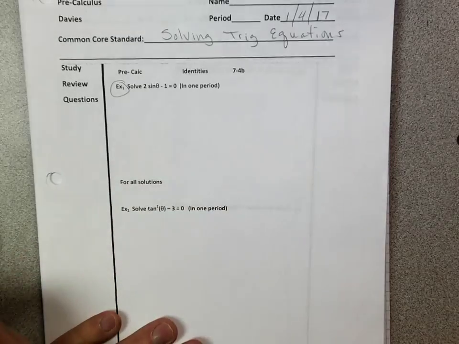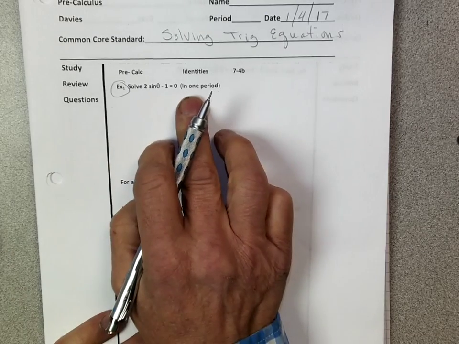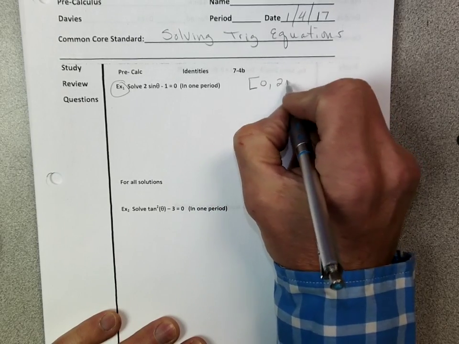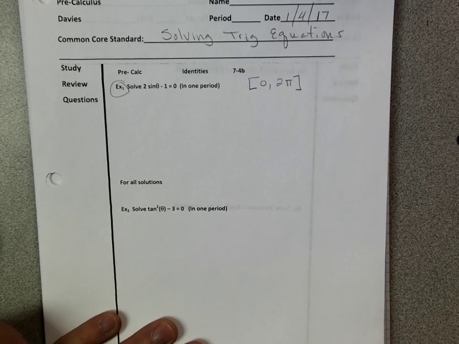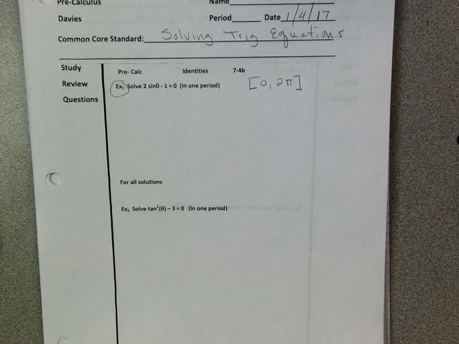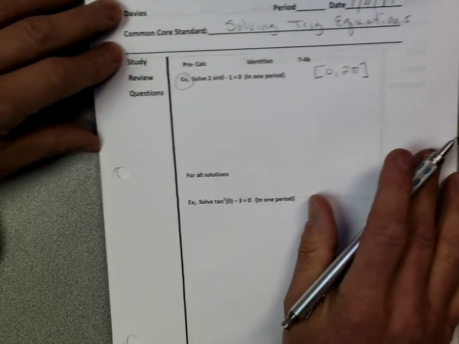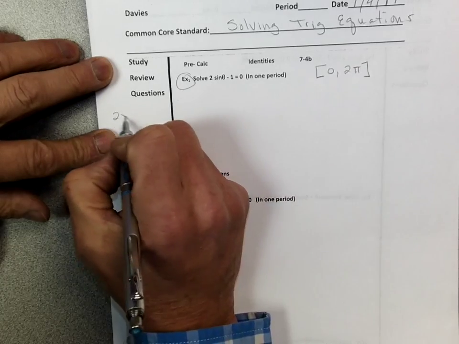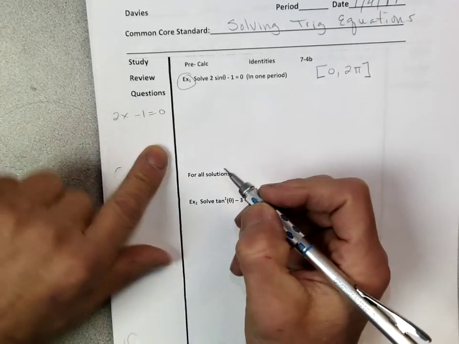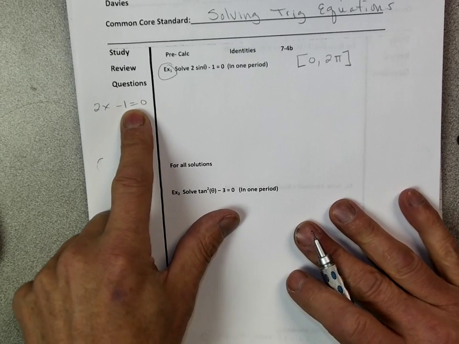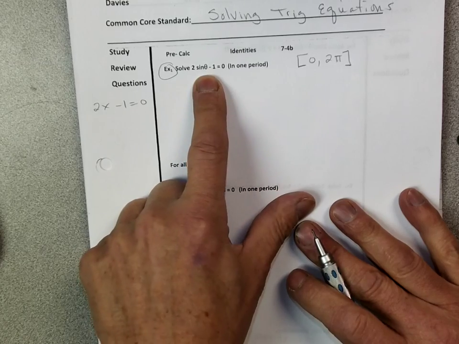Example 1 says solve 2 sine theta minus 1 equals 0 in 1 period. Now in 1 period, the period for sine is between 0 and 2 pi. That's the normal period for sine, right? If you go all the way around the unit circle, you've gone 2 pi, or if you graph it, one full graph is 2 pi. So I'm just going to solve it like I solve anything. A little side work: if I had 2x minus 1 equals 0, that'd be pretty easy. You would add 1 and divide by 2. That's super easy. So we're going to do the same thing here, except with sine.